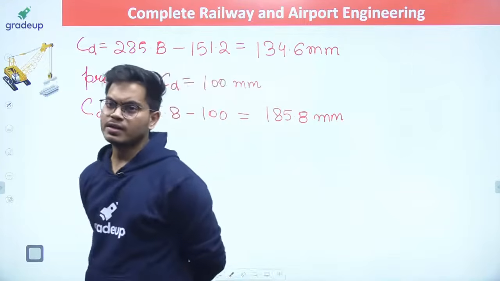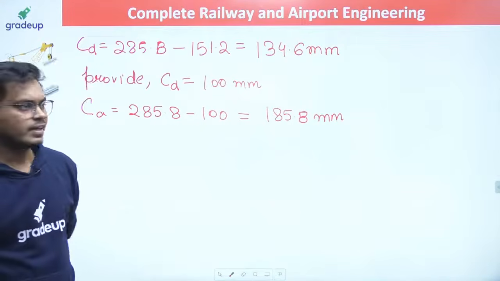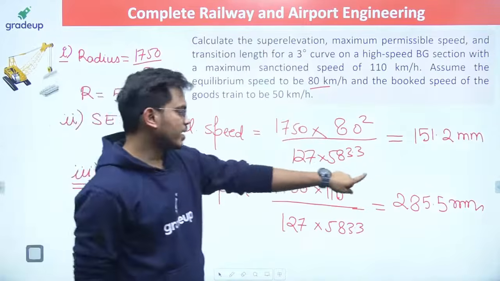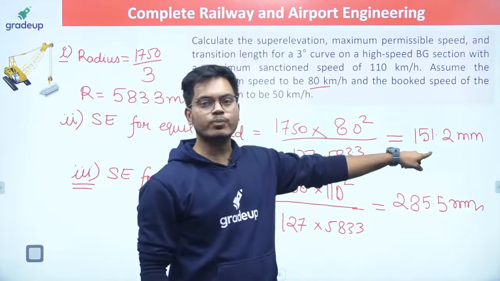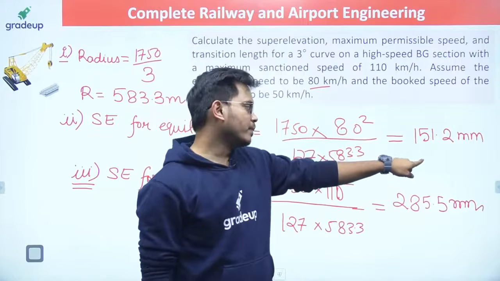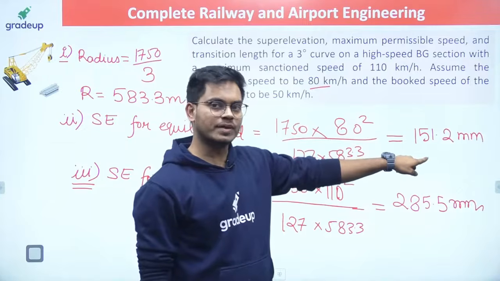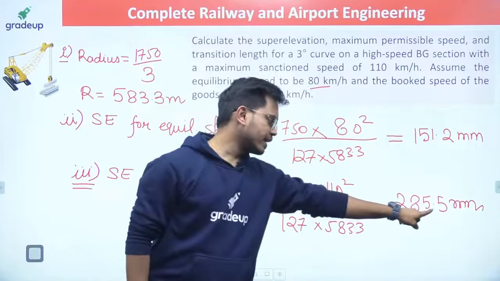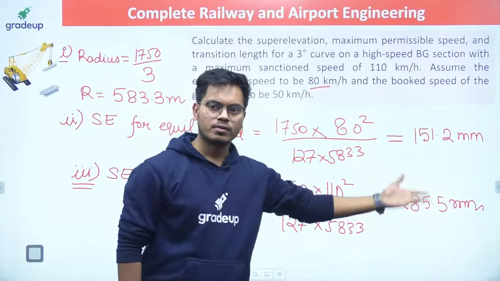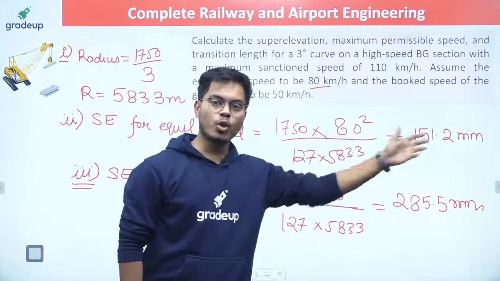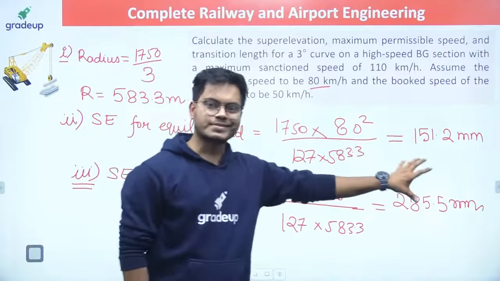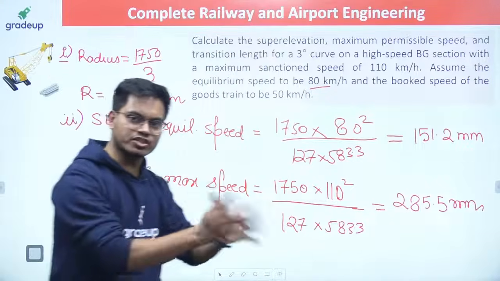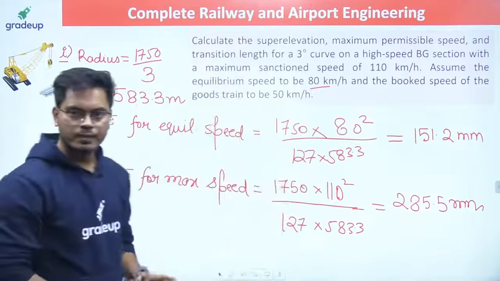Why not add 100 in equilibrium super elevation? If you provide 100 in equilibrium super elevation, it will become 251.2 mm. Correct, Amit? But for sanctioned speed, I want CANT as 285. The CANT deficiency is still not being satisfied. That is why I have to take care that CANT deficiency should remain 100 mm.